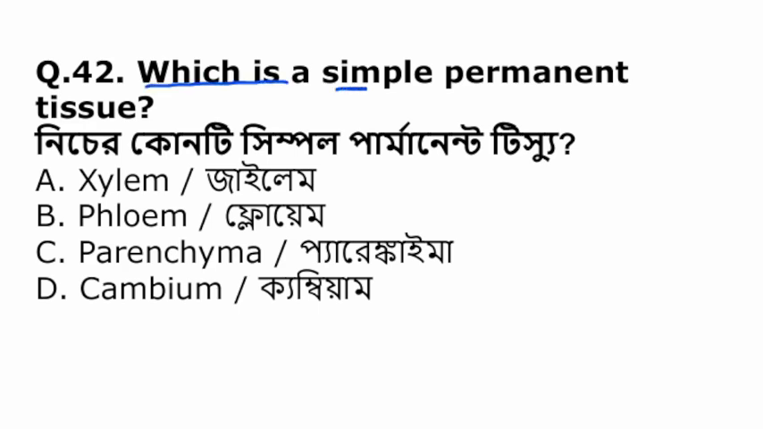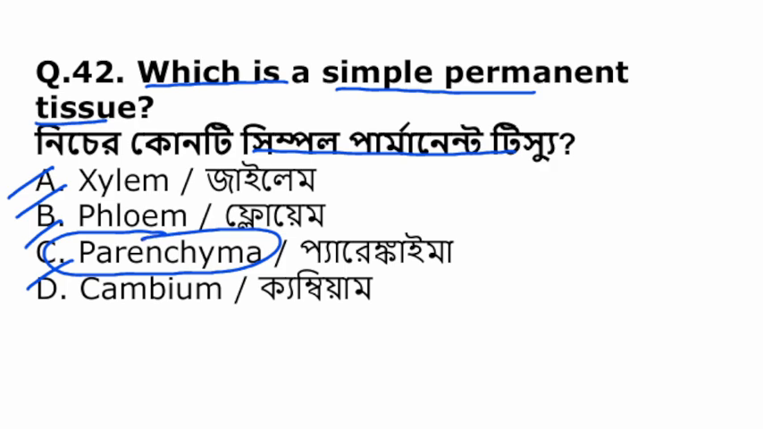Which is a simple permanent tissue? Xylem, phloem, parenchyma, cambium. So among them, the simple permanent tissue is parenchyma.